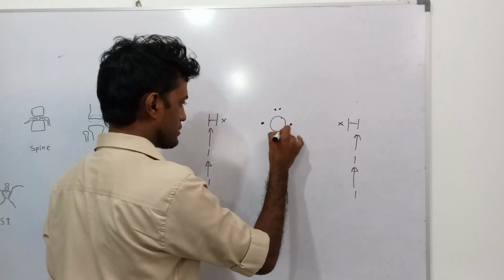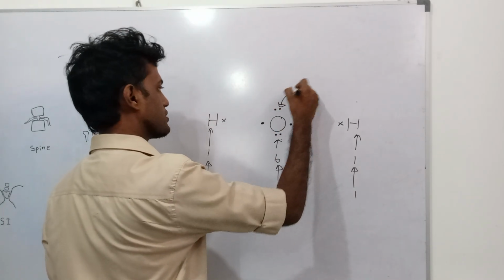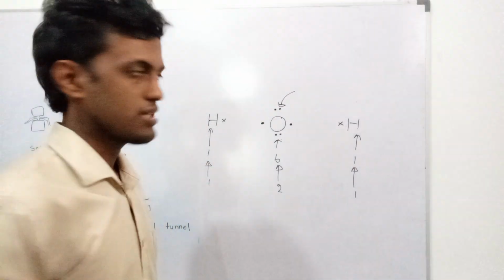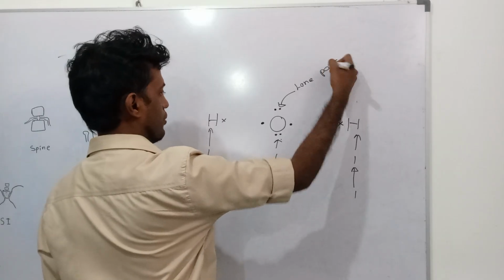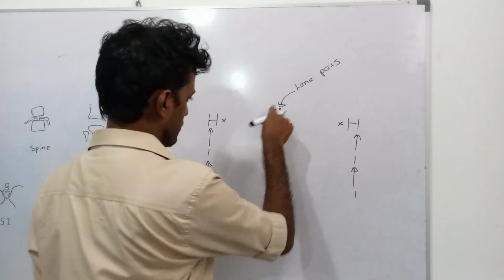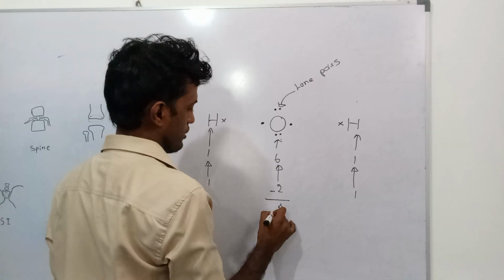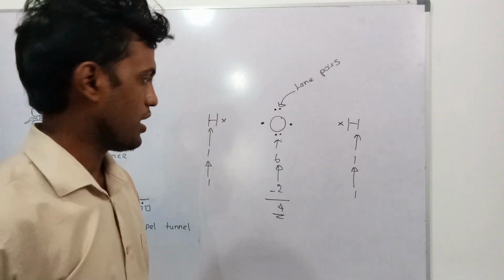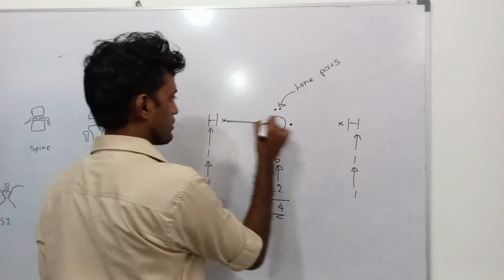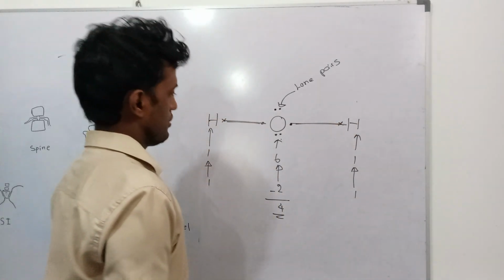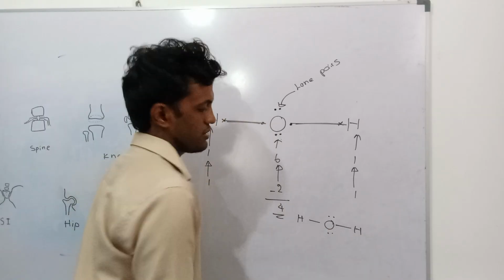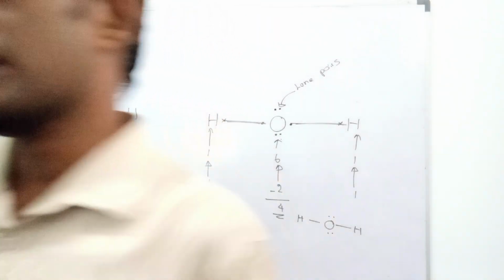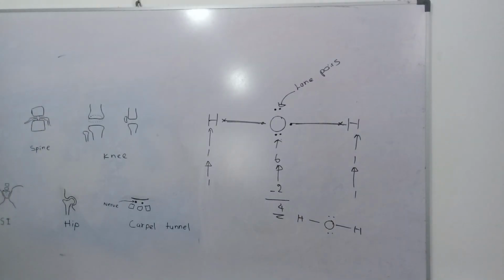So what do we call these pairs? We call these pairs lone pairs. Lone pairs, right? The remaining 4 electrons we mark as lone pairs. So here is one bond, there is another bond, right? So it's like this. This is the Lewis structure of H2O. I think it's clear, and if you have any questions, you can ask at the end of the session.